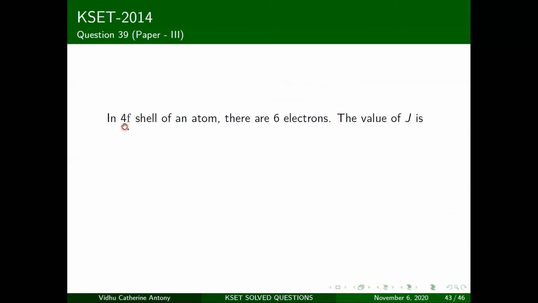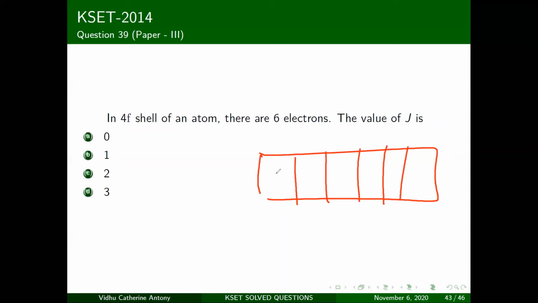So you can just do it intuitively. You know that an electron always has a spin half. An electron is called a spin half particle. It's a fermion. So now, what is the value of J for one electron? Let's say it's plus half. Now let us look at the options. Here in your 4f shell of an atom, there are 6 electrons. The value of your J is 0, 1, 2, 3. What is it?